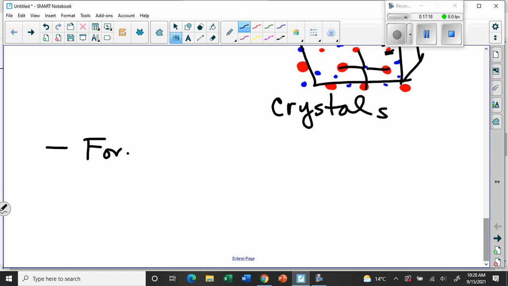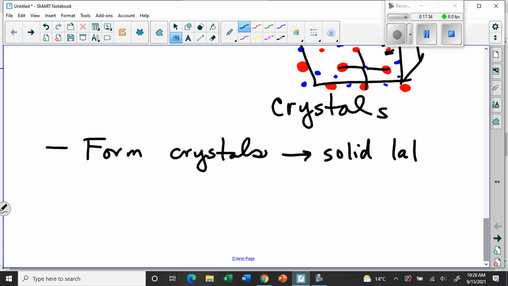They form crystals as another property. And that's what a crystal is. It's sort of a solid lattice. Lattice is another word for a lattice structure. It's a regular structure.